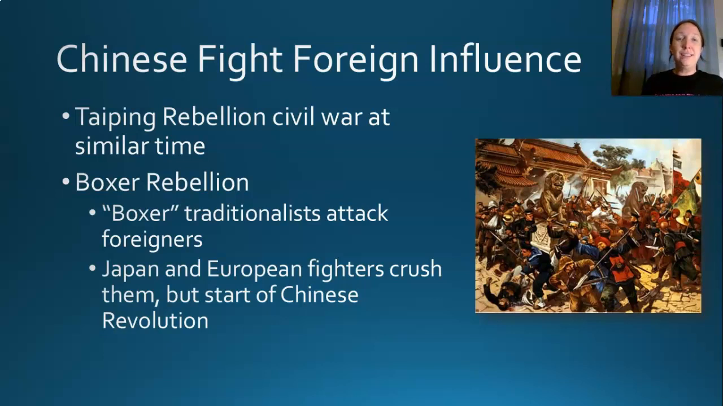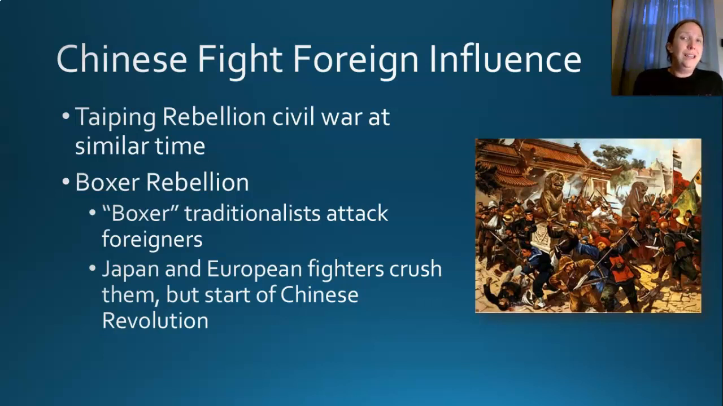And so there's a secret society of Chinese commoners that get together, and they call themselves the Boxers. And they are traditionalists who fight the idea of modernizing China, and they highly resent the influence of foreigners. So they go into Beijing and start attacking foreigners and actually take several thousand of them hostage by controlling the neighborhoods that they live in Beijing. Eventually, Japan and the European powers come in to crush the Boxers. Really, it was a massacre.